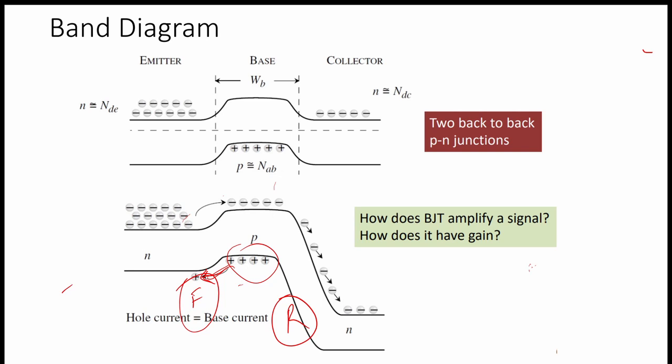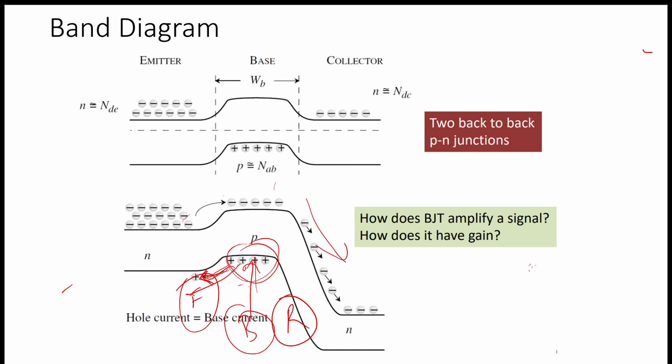But this hole current we want as minimum as possible, because that is not contributing towards the collector current. These holes are supplied from the base that we have connected, and they are not contributing to the collector current. So we want this current as small as possible.